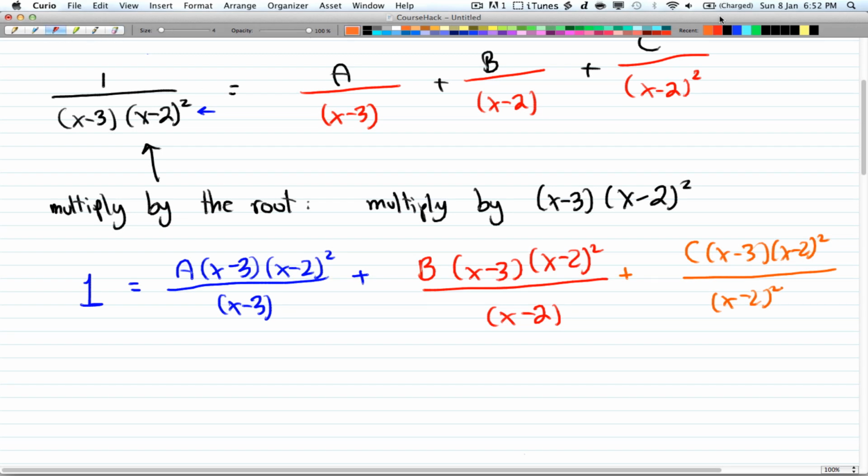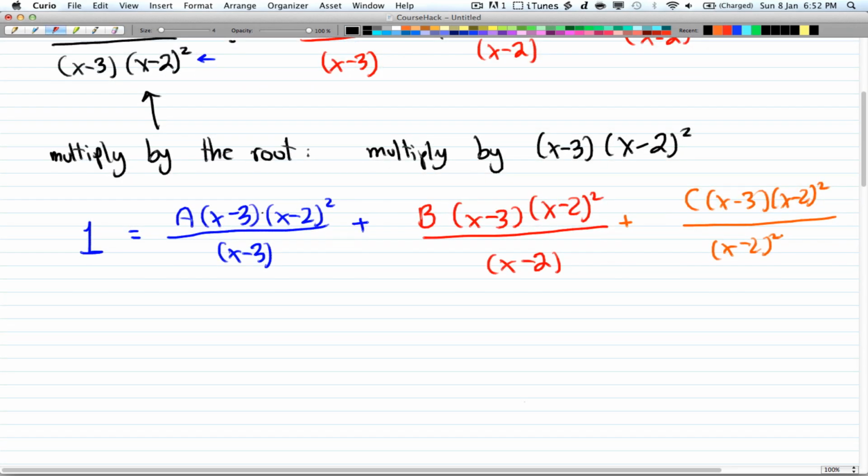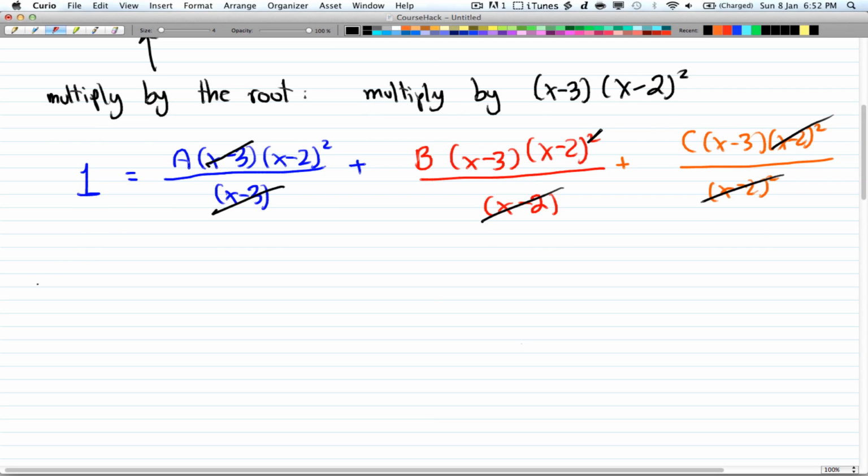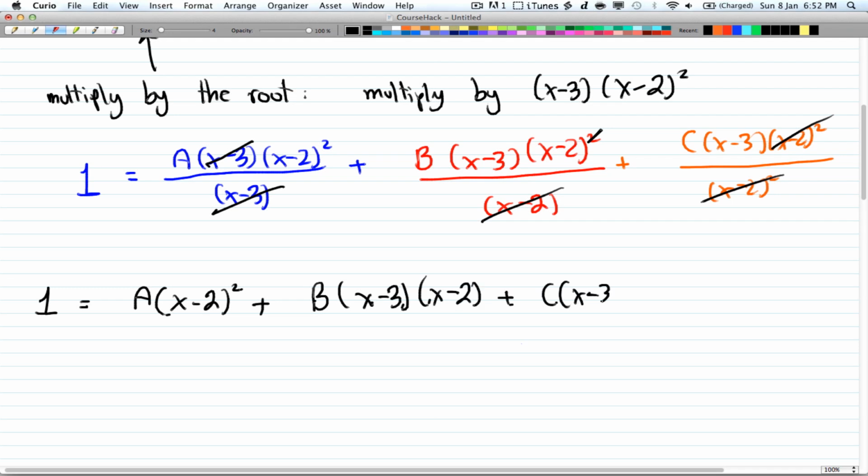Alright, so now you're going to start cancelling out the terms. So here x minus 3 will cancel out x minus 3, x minus 2 squared is going to cancel out x minus 2, and x minus 2 squared is going to cancel out with x minus 2 squared. So you're going to be left with 1 is equal to a and x minus 2 squared plus b and x minus 3 and x minus 2 plus c times x minus 3.